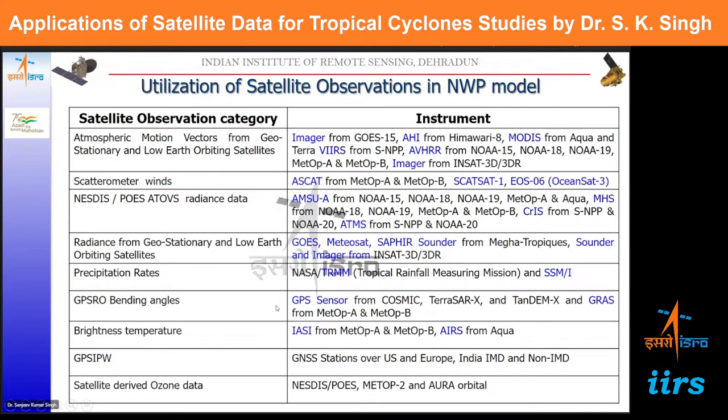GPS RO bending angle and brightness temperature from hyperspectral satellites we are also assimilating as radiance observations. GPS IPW we are also getting and assimilating into the model. Satellite-derived ozone data is also assimilated into the model. So all these satellites are very useful for tropical cyclone prediction.